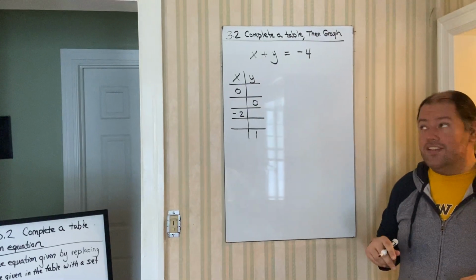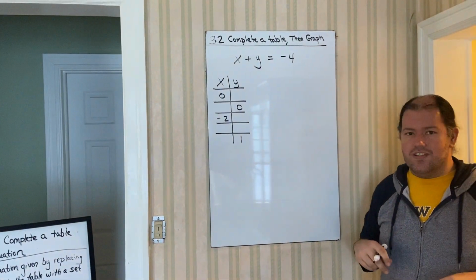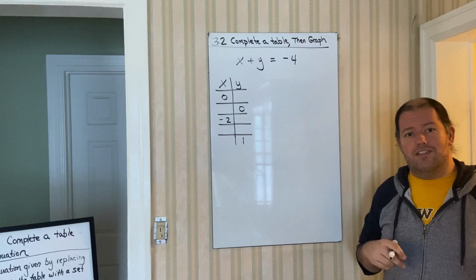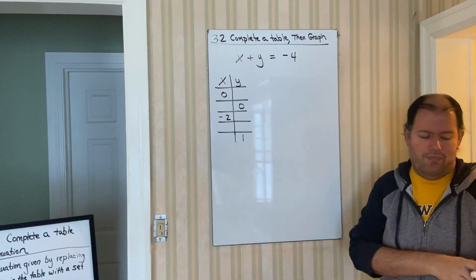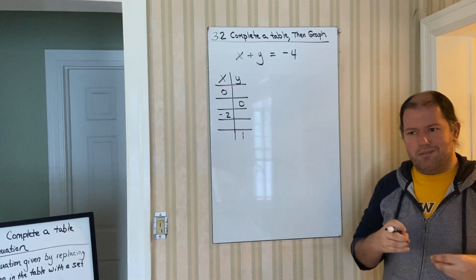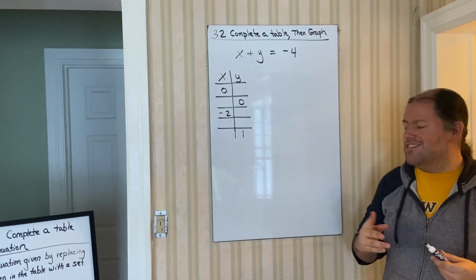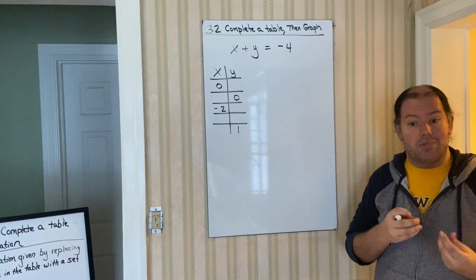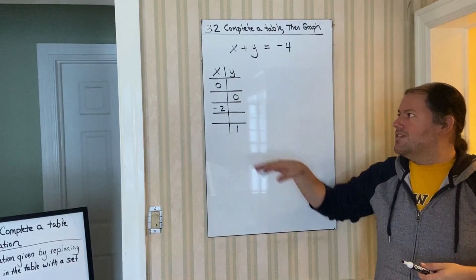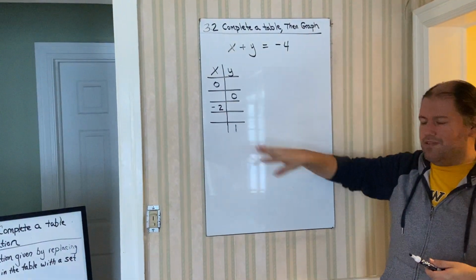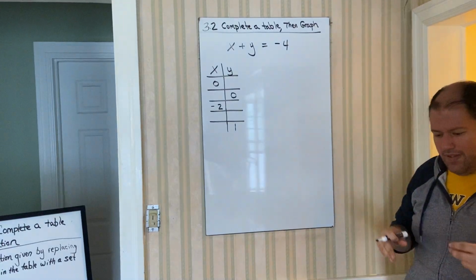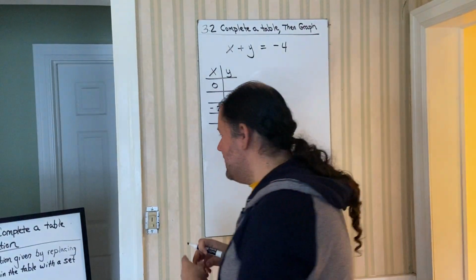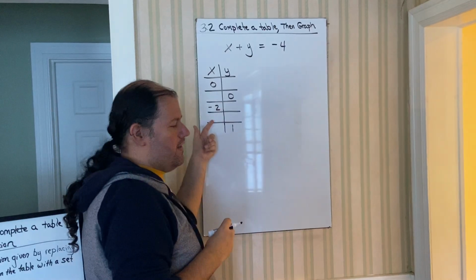So the next topic that we have in section 3.2 is that we're going to have to learn how to complete an ordered pair. Completing an ordered pair is a little bit different than when they give you a complete ordered pair. So notice here I gave you a table, but don't let that bother you. A table is just a way to list many ordered pairs.